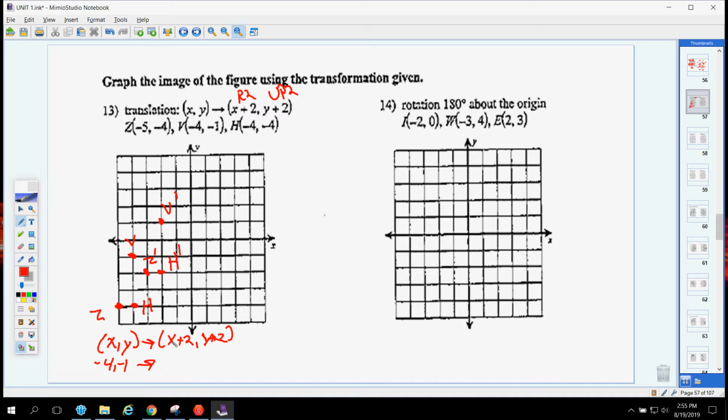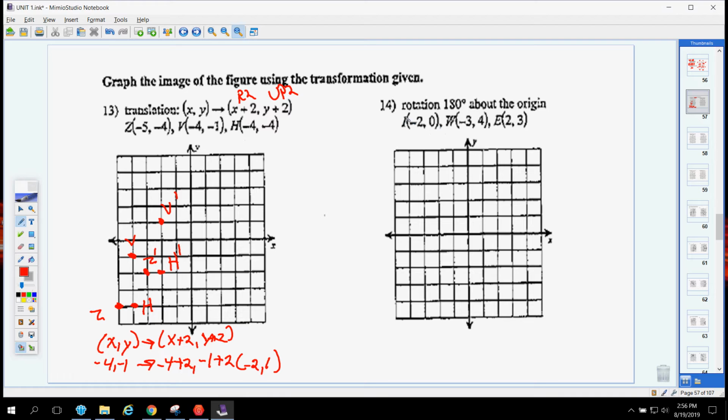So if we use substitution here and go negative 4 for our original X plus 2, and then negative 1 plus 2 for our Y, we end up, well, negative 4 plus 2 is going to be negative 2, and negative 1 plus 2 is just going to be a positive 1. So we should end up with V prime at negative 2, 1, and of course, negative 1, 2, and up 1, we're at V prime. So now that works. That will work for any coordinate just by substituting in your X or Y here and doing the math and then taking the new point.